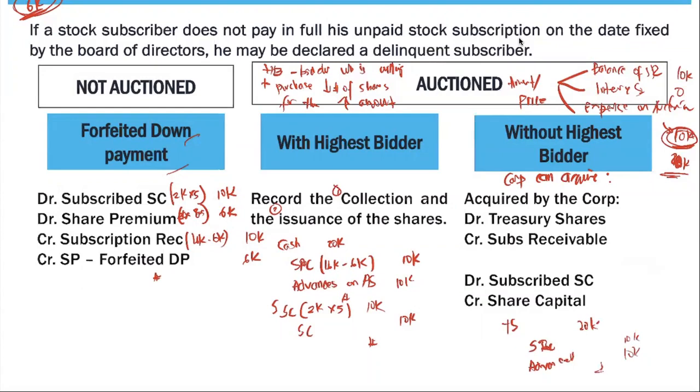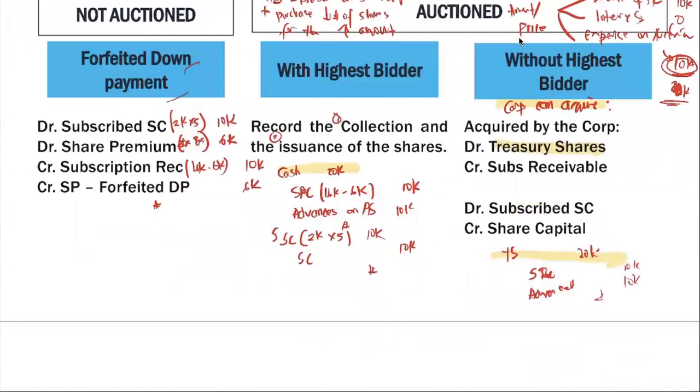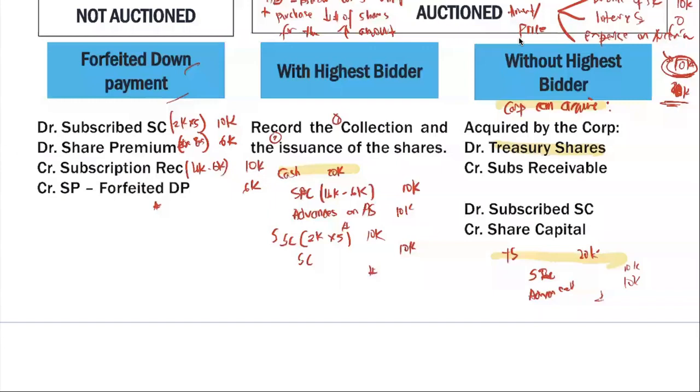Are we clear? So if there is highest bidder, of course, we will receive the cash. But if there is no highest bidder, we treat it as treasury shares, if the corporation can acquire treasury shares. 20,000, subscription receivable, the balance, 10,000, advances on the auction sale of 10,000, and subsequently, we record the subscribed share capital and the share capital of 10,000. So in your auction, the main difference is on the collection. In your collection, if there is highest bidder, it is cash. If without highest bidder and the corporation can acquire, 20,000.